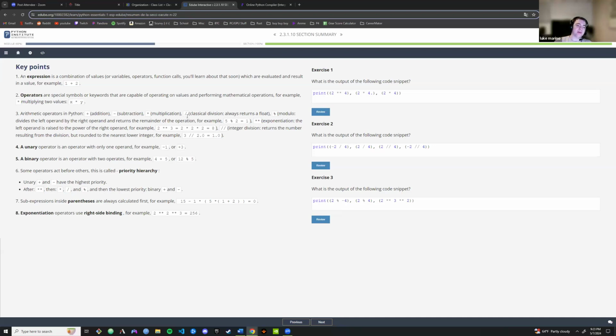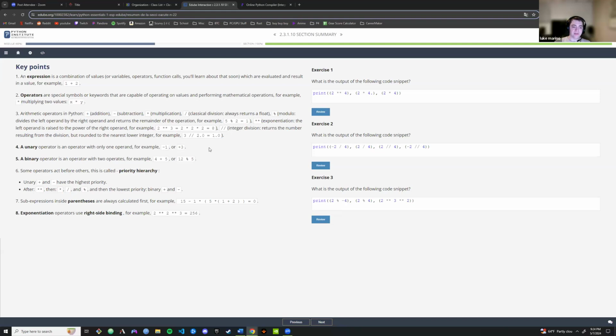Arithmetic operators in Python, such as addition, subtraction, multiplication, classical division, always return a float. Oh, sorry, that's just for the division. Modular division divides the left operand by the right operand and returns the remainder of the operation. But we already know that. So yeah, those are all arithmetic operators.